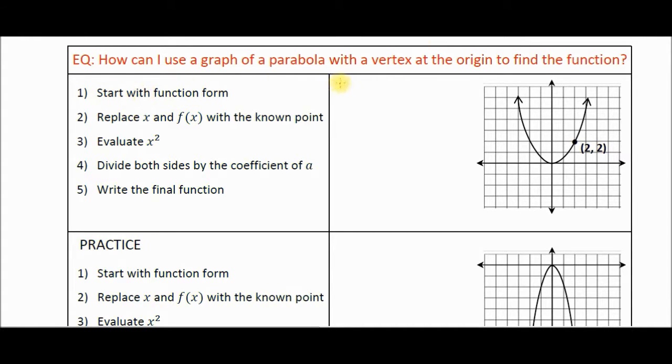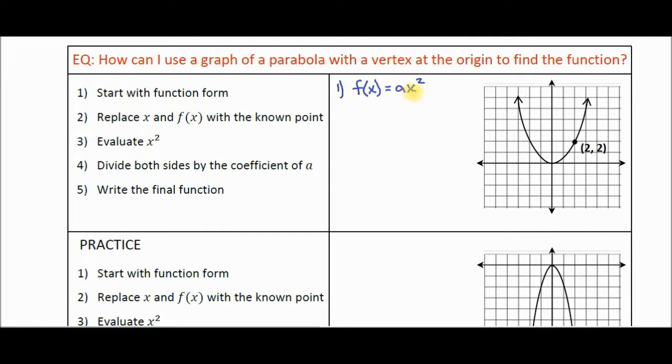The first thing you want to do is just start with function form. So let's write down what our function is going to look like in the end. So I'll change this to blue. Our function should look like f of x. We can just use the f value for the function. f of x is equal to ax squared. Remember, we've got no h and k and no other values.